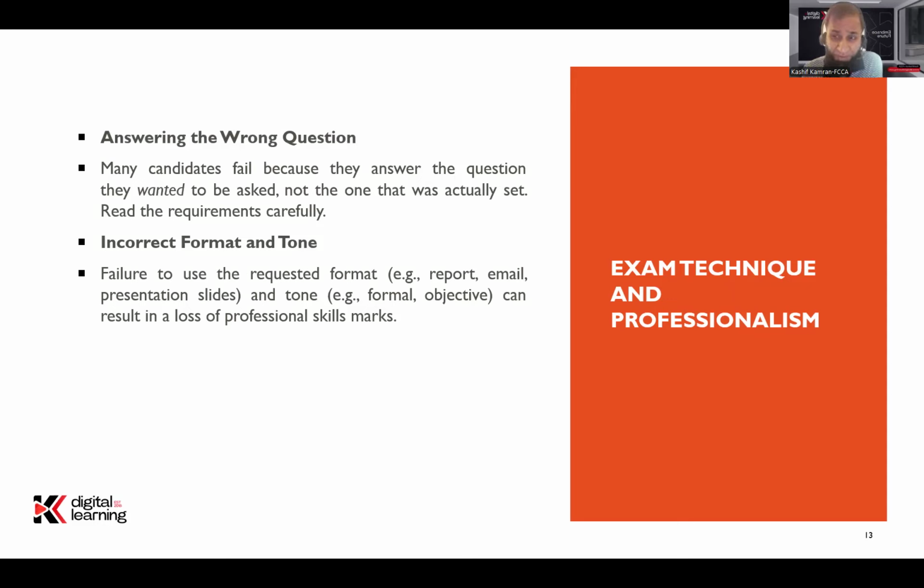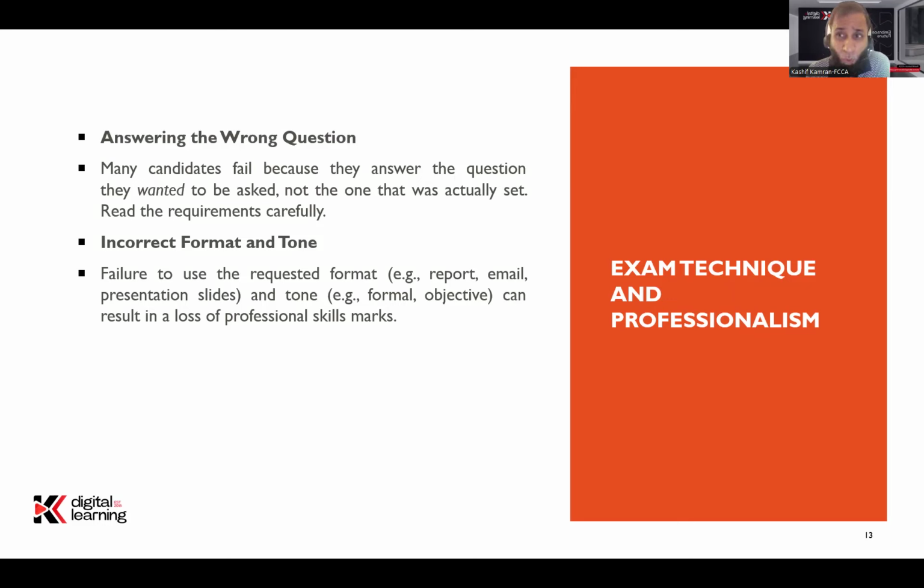If there is a pro or a con, if there is an advantage, there is a disadvantage, you need to speak of both, because you're doing an evaluation, you're doing an analysis. So you cannot just keep things on one side. You need to speak on both sides. If there is an issue, speak of the issue. If there is a drawback, speak of the drawback. If there is a challenge, speak of the challenge. If there is an advantage, speak of the advantage. Keep your arguments objective. Failing to do so can result in a loss of professional skill marks.